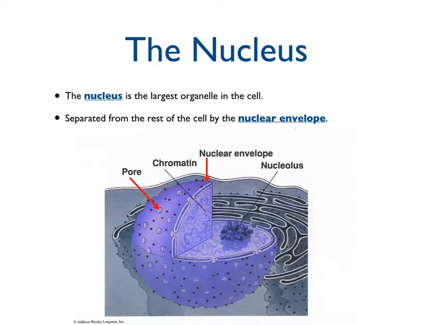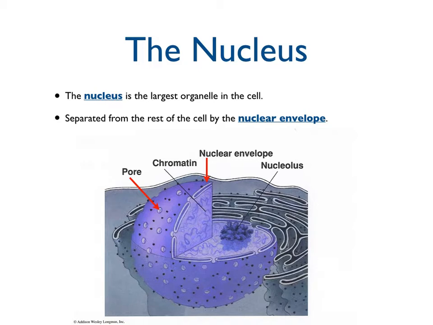And notice that the nuclear envelope has numerous holes or pores. The pores in the nuclear envelope are important because they allow certain molecules to move into and out of the nucleus, allowing the nucleus to communicate with the rest of the cell. For example, one of the things that moves from the nucleus into the cytoplasm is messenger RNA, which is important in the process of protein synthesis.